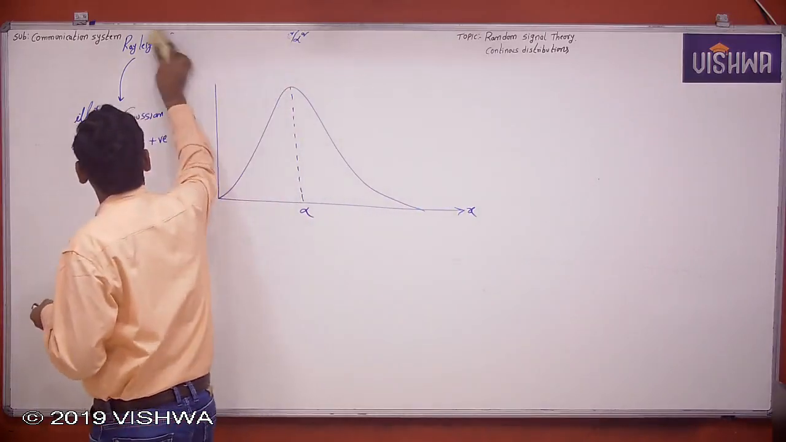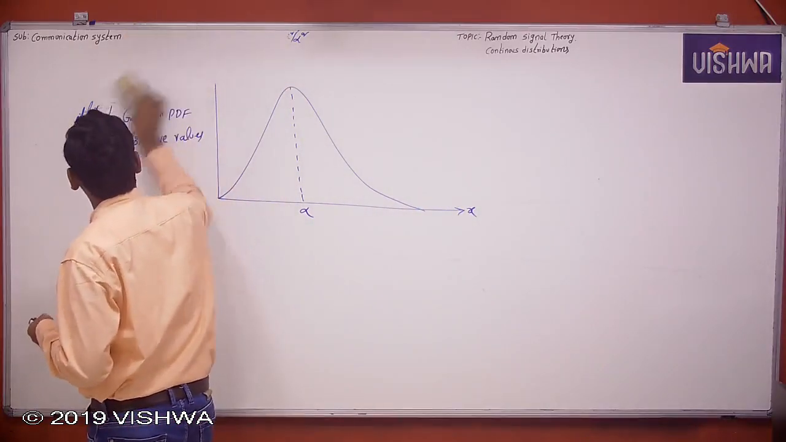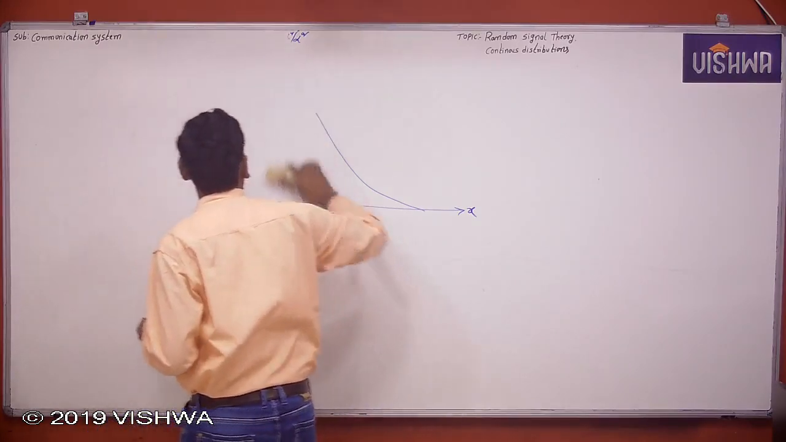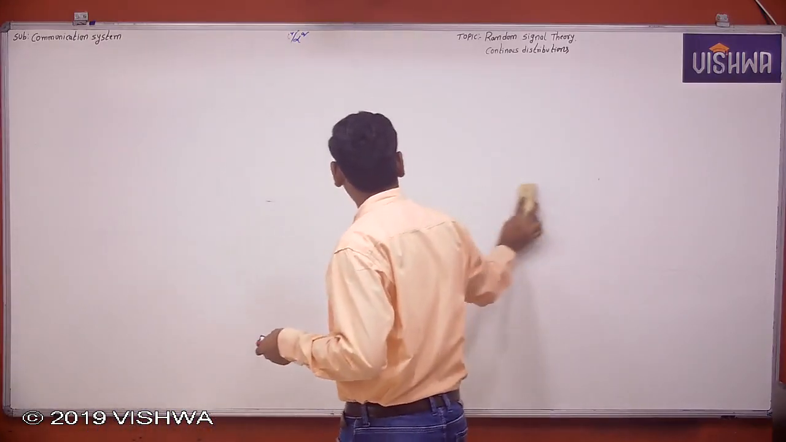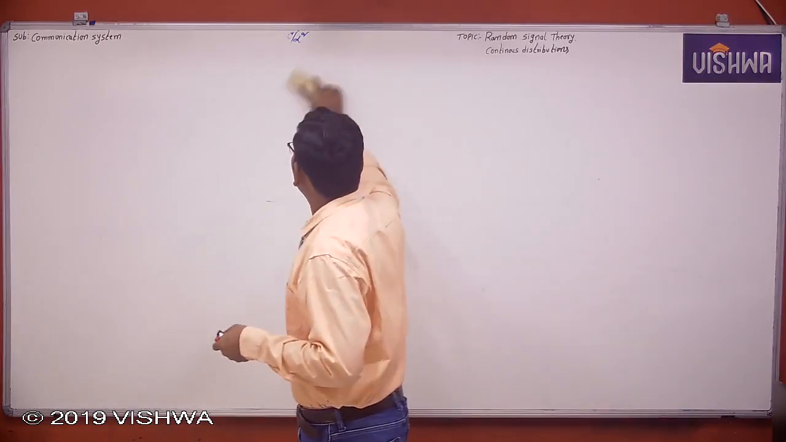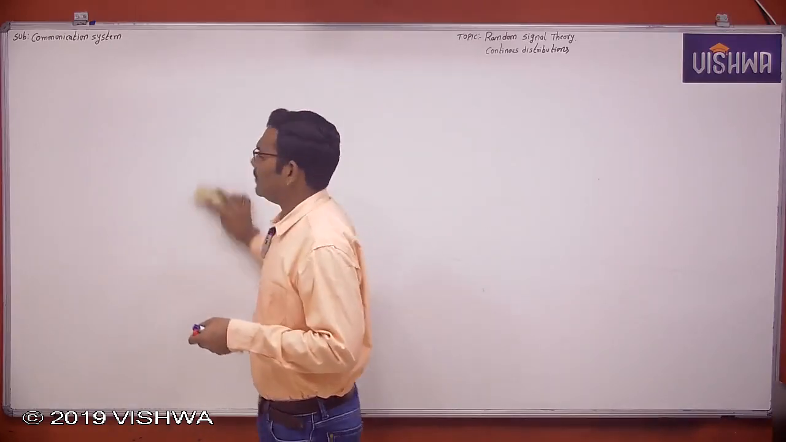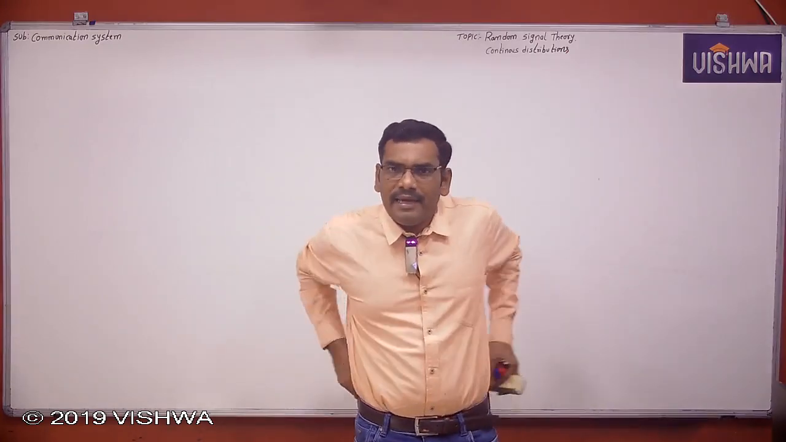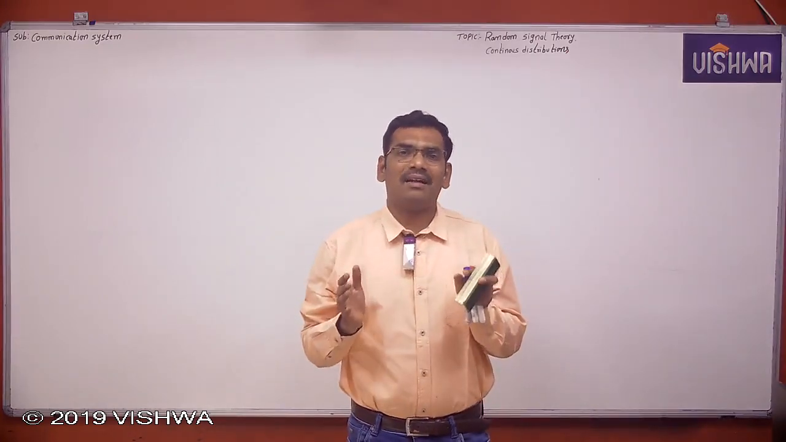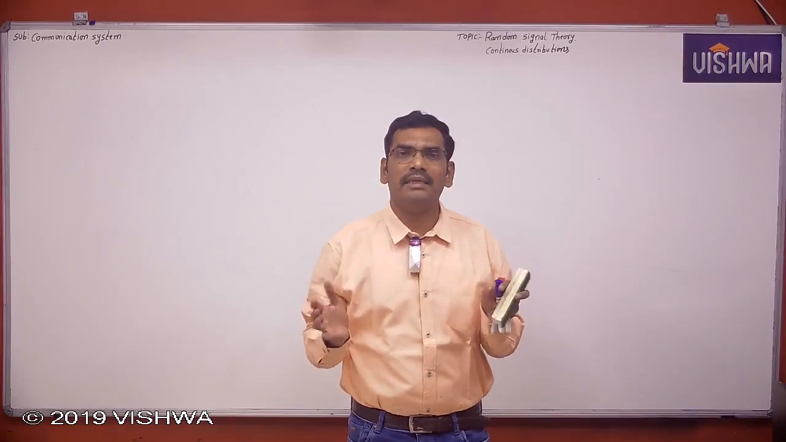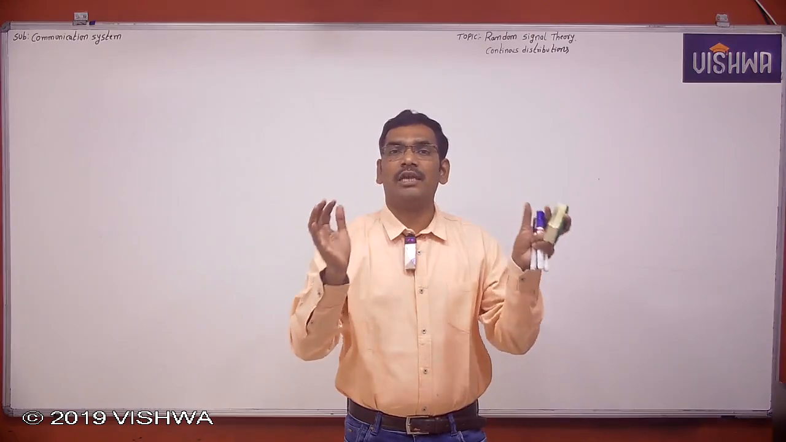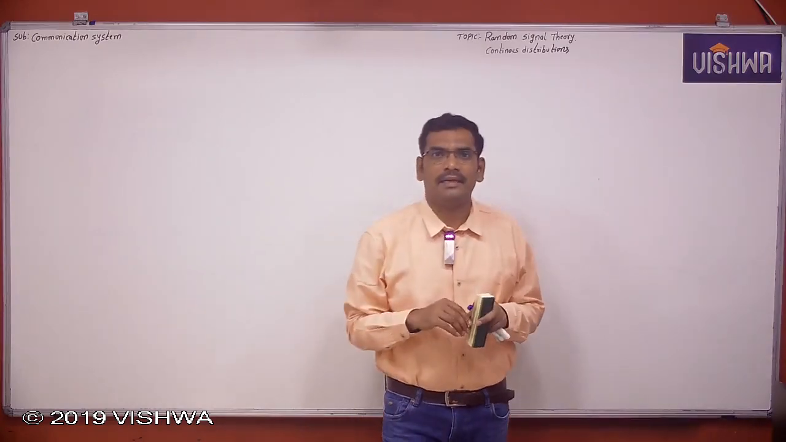These are the continuous distributions. Okay. Then you ask one question: sir, what is the use of these continuous distributions? Now your main aim is to study the concept of random signal theory, for the purpose of getting a mathematical shape of a noise signal. Is it right or not?